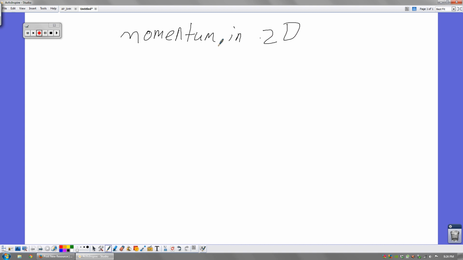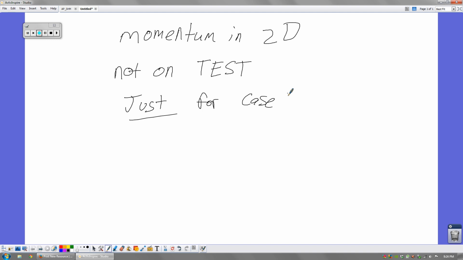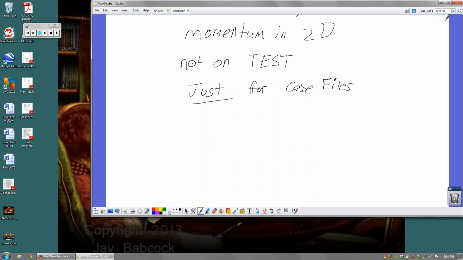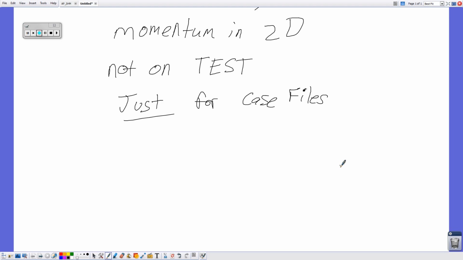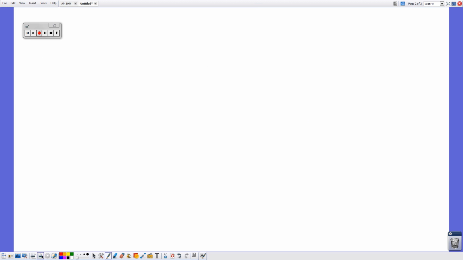Alright, and hello to momentum in 2 dimensions. So, one thing about this is not on the test. This is just for your case files. Now, that isn't to say that there might not be some sort of extra credit on the test, but you do not have to know how to do this on your own. I expect you as a group to be able to do these problems, but on your own, not so much. Alright, so let's go ahead and get started.